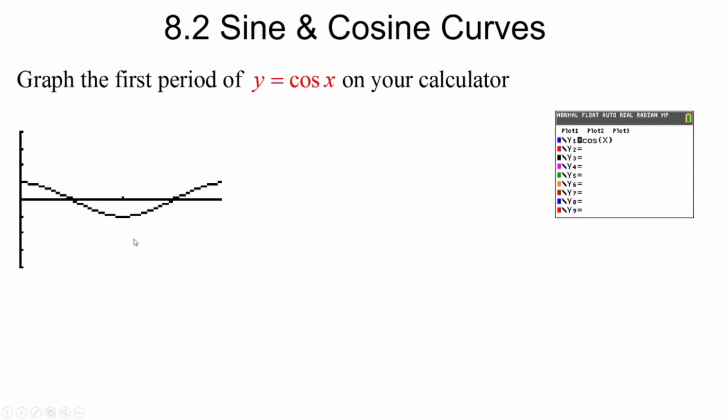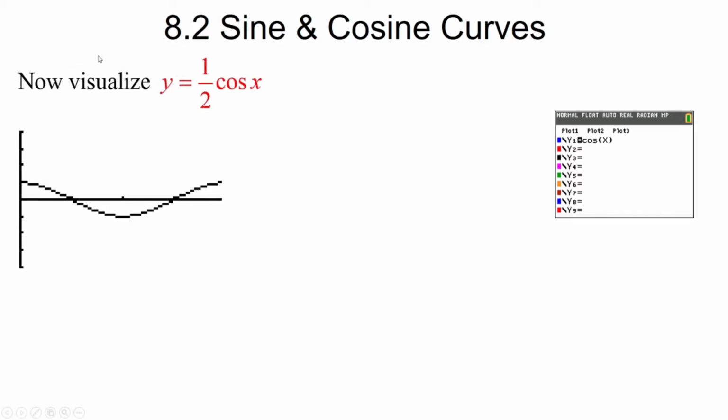Okay, and now sine starts at the origin, but cosine starts at the y-intercept (0, 1). Now let's play with the amplitude of this function. But by the way, right now, this curve has an amplitude of 1 because it has a max of 1 and a min of negative 1. And 1 minus negative 1 would be 2. 2 divided by 2 is 1.